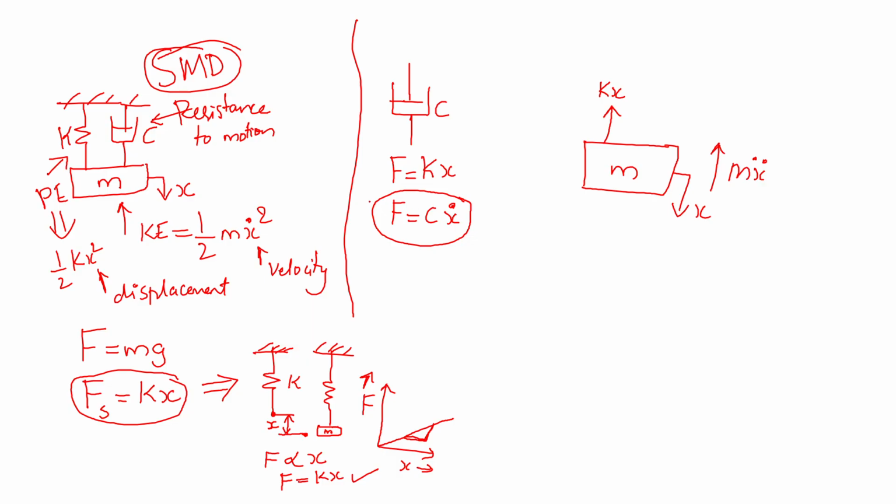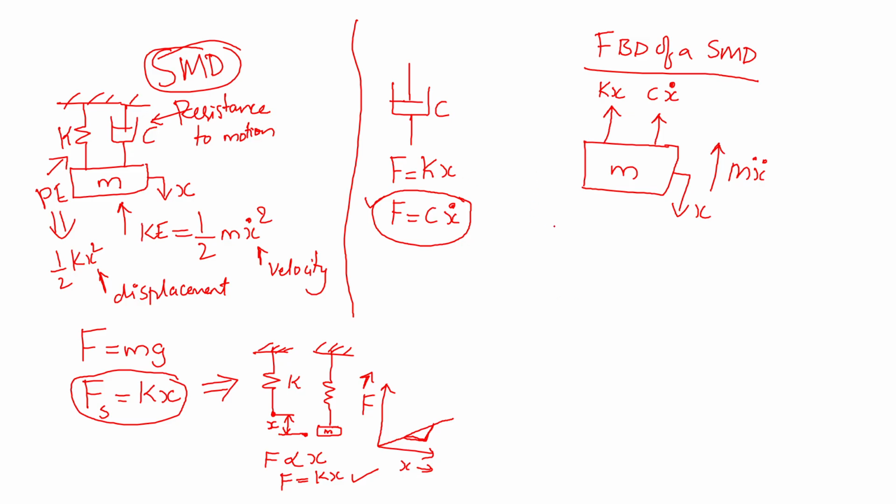Similarly, we have a damping force, which is over here. Here we can write the force as C x dot. There is no other force involved. So this is the FBD, free body diagram, of a spring mass damper system.